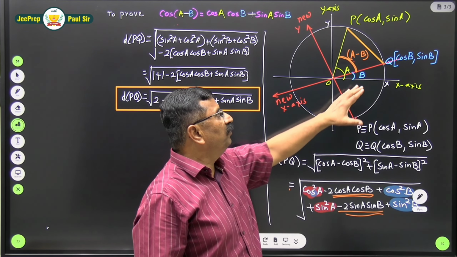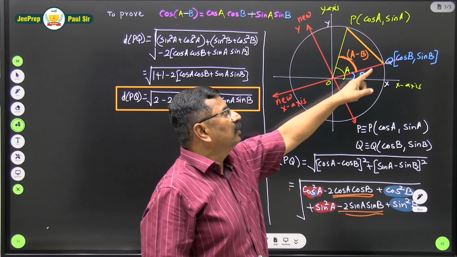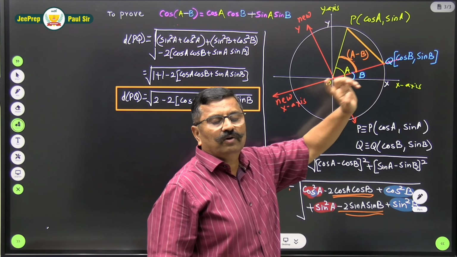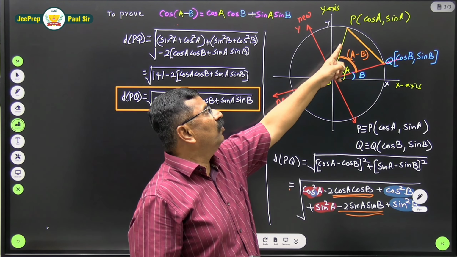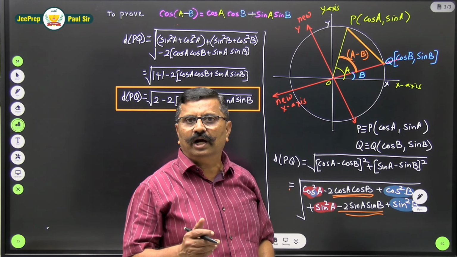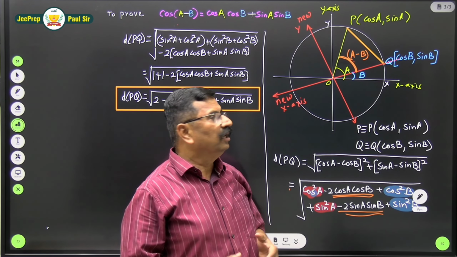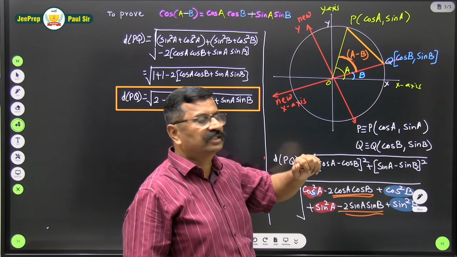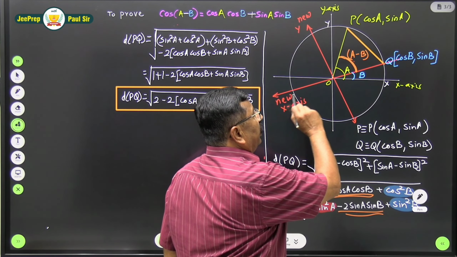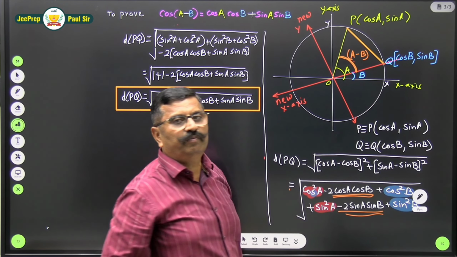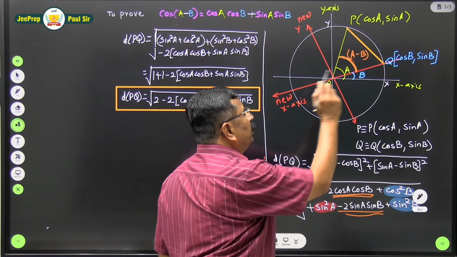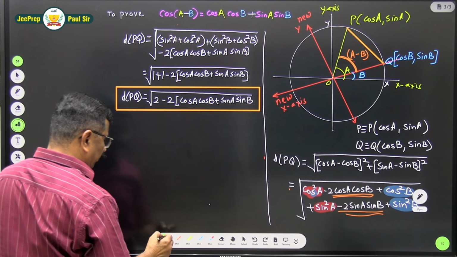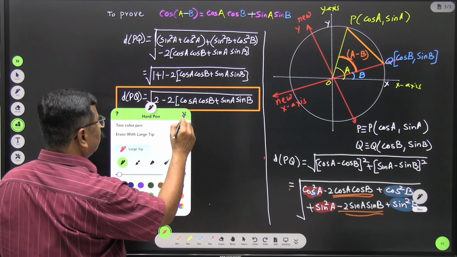Okay, I'll repeat. Before rotation, the coordinates of point Q are cos B, sin B, and the coordinates of point P are cos A, sin A. But now we have rotated the x-axis and y-axis so that the x-axis coincides with segment OQ, therefore angle B will become 0.